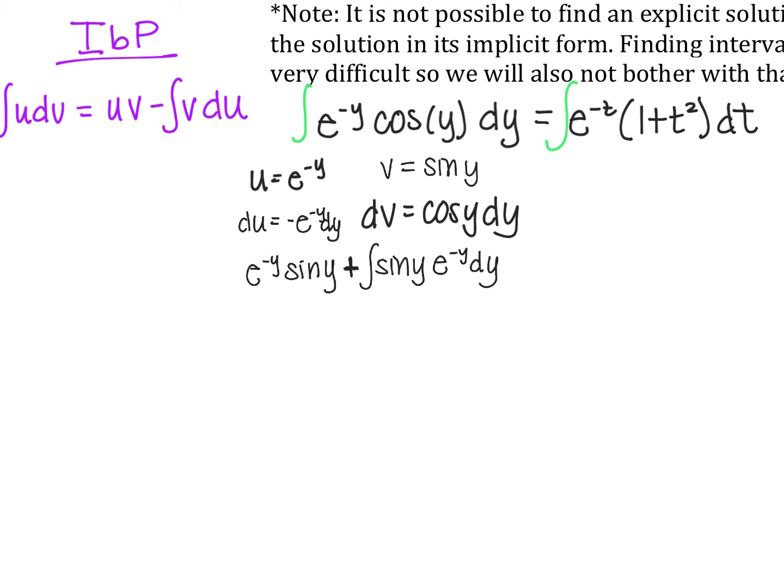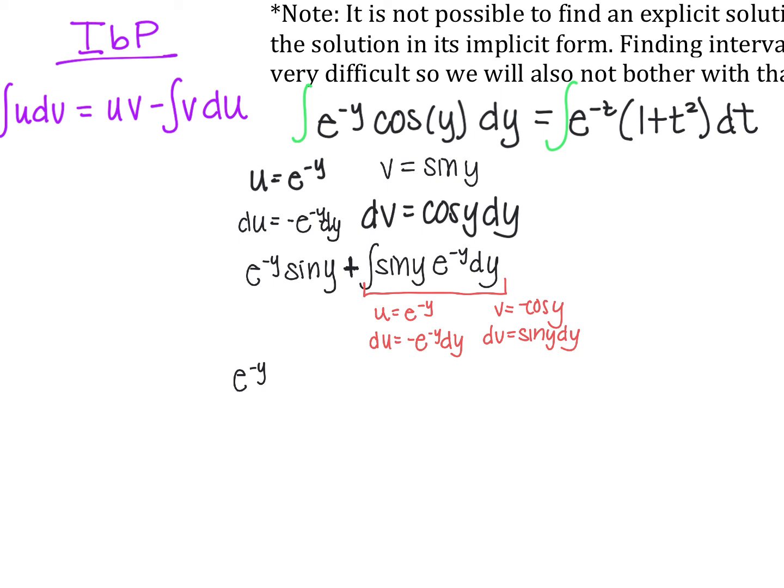Okay, but here's a problem. We're stuck again. Watch this carefully, because remember, we would need to do integration by parts on this one. And I'm going to go through it the same way. I'm going to do u is e to the negative y. Du then would be negative e to the negative y dy. dv is sine of y. So v is negative cosine y. Do you remember doing this? Okay.